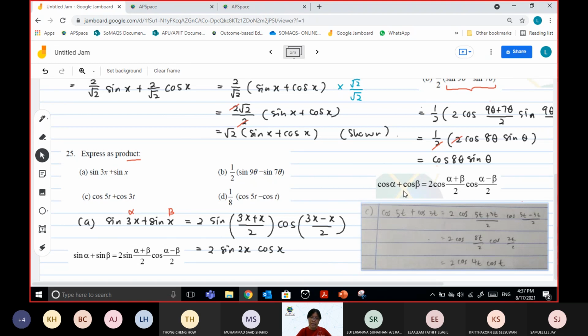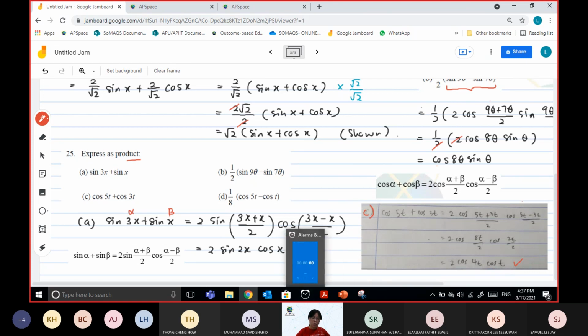Basically, as I said, you applied this formula, very straightforward. Applying the formula, the 5t and 3t are alpha and beta. So 5t plus 3t over 2, 5t minus 3t over 2. That will be 8t over 2, 4t, and 2t over 2 is t. So 2 cos 4t cos t. Yes, correct. This is your answer for question C: 2 cos 4t cos t.